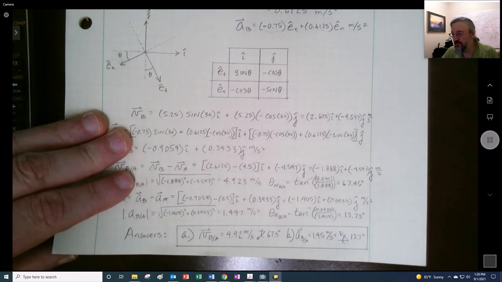So there you go. That's problem 2 in homework 4. Now we'll go to problem 3.